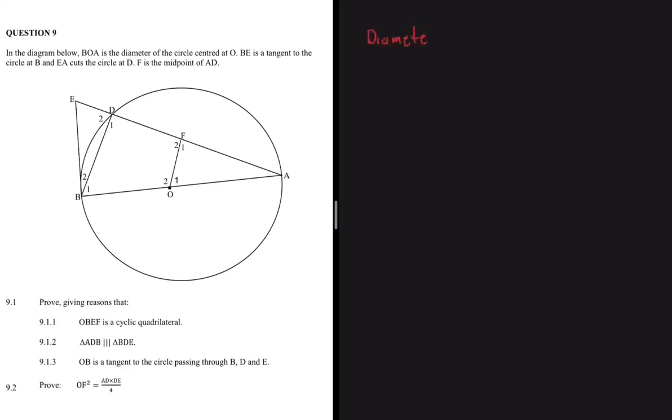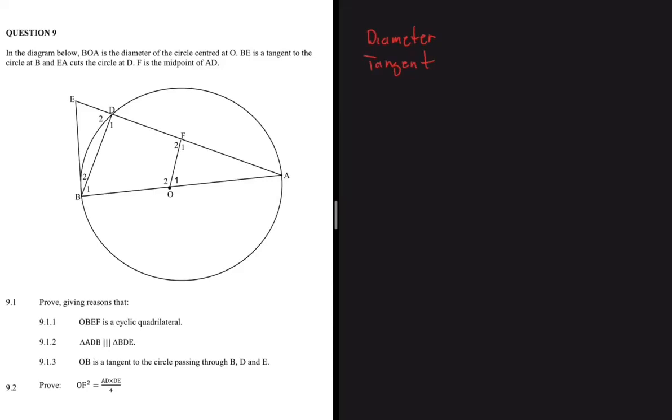And then it goes on to say that of the circle centered at O, BA is a tangent. So let's write that down, tangent, because we know that we have the tan-chord theorem, and where the tangent and the radius meet, we have an angle of 90. Now let's go on and see what else we have.